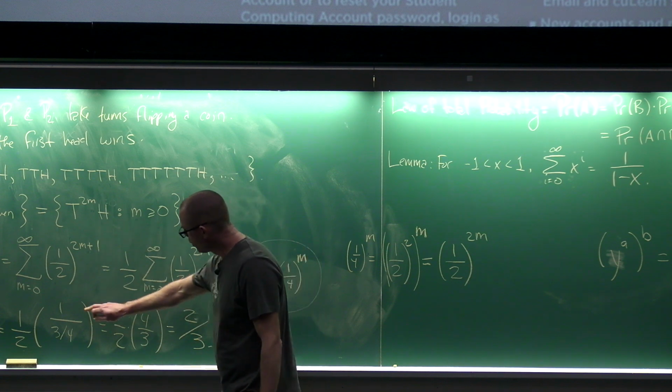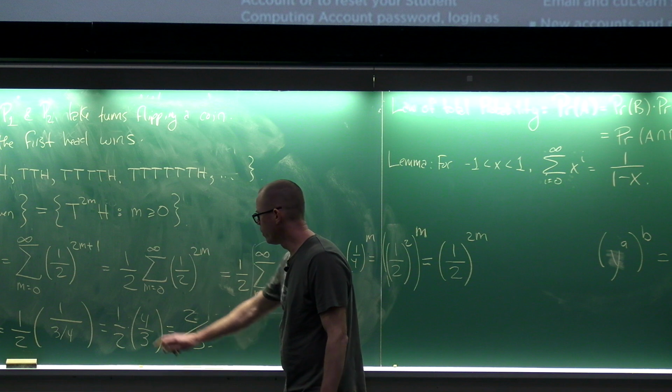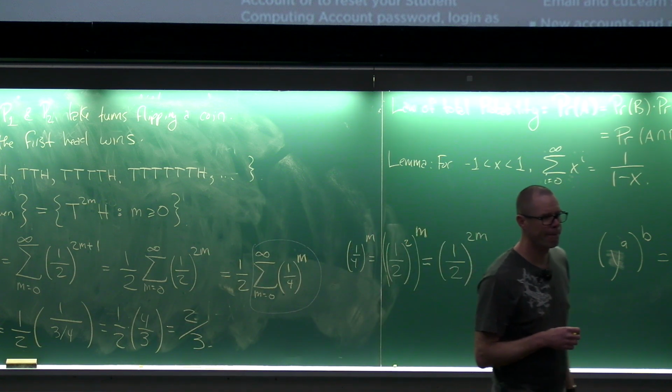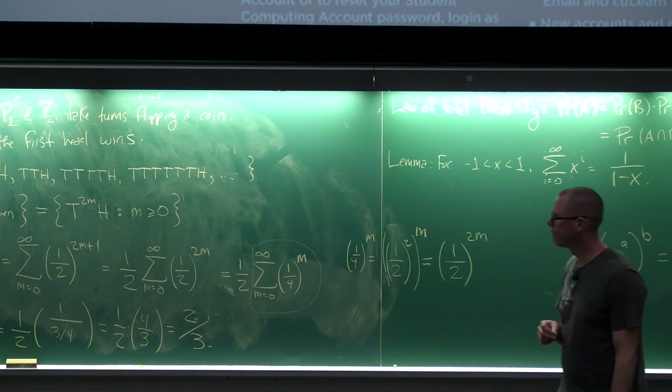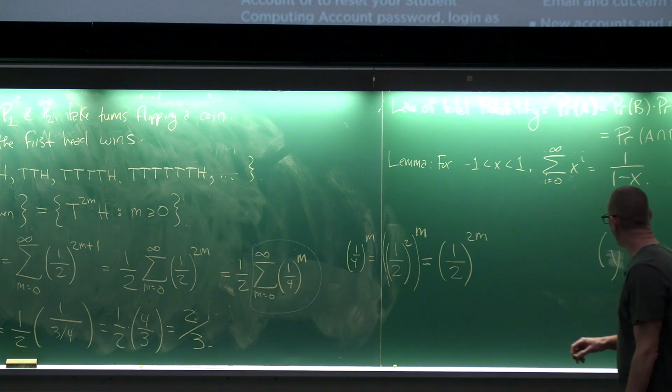And 1/3 over 1/4 is 4/3. And 4/3 times 1/2 is 2/3. What did you do with the 2? You took out 2 and almost like this 1/4 now. Yeah, so that's what we did here.